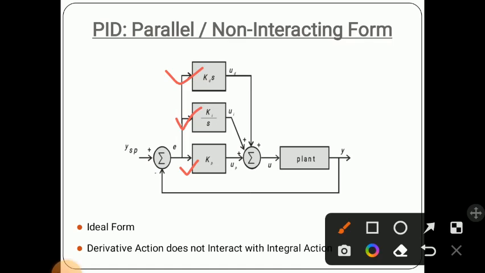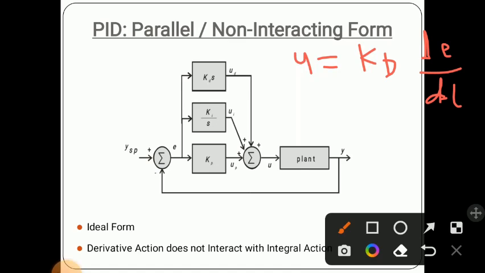Actually, first of all, the transfer function of derivative. You know that the output u is equal to Kd into de by dt, which is the derivative equation.